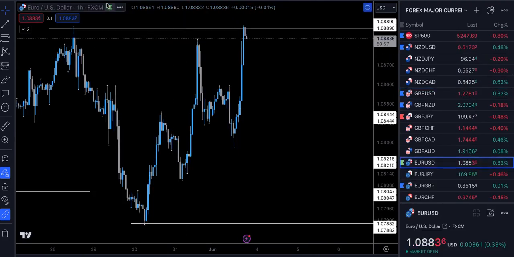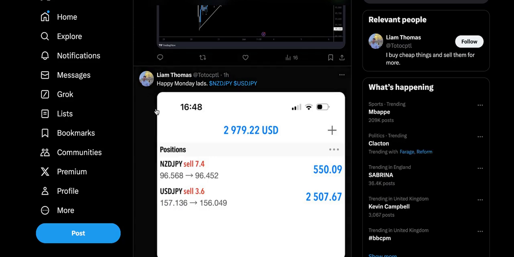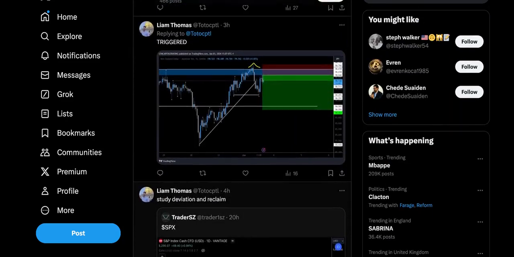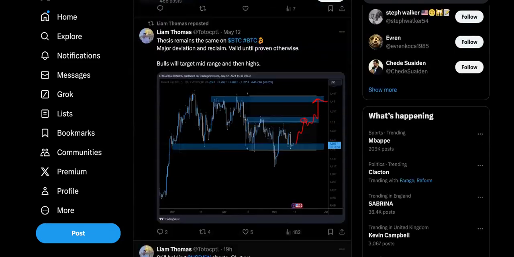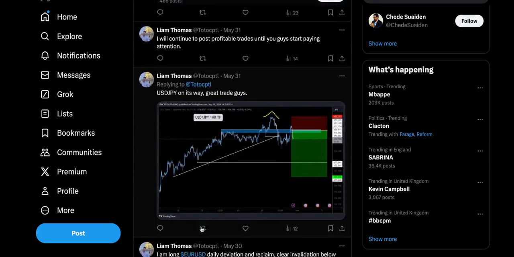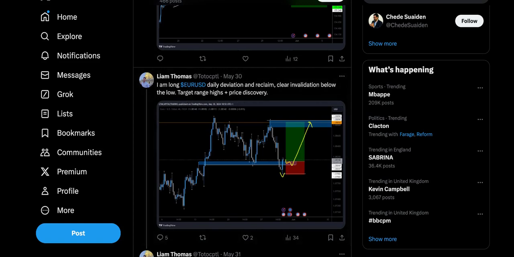Let's look at Euro USD. So popping over to the Twitter, I know this is a bit back and forth, guys, just bear with. Okay, so here. Just here. Okay, so Euro USD, I don't think you can get any clearer than this, right? I am long Euro USD, daily deviation and reclaim, clear invalidation below the low, targeting range highs and price discovery. It doesn't get much simpler than that, right?